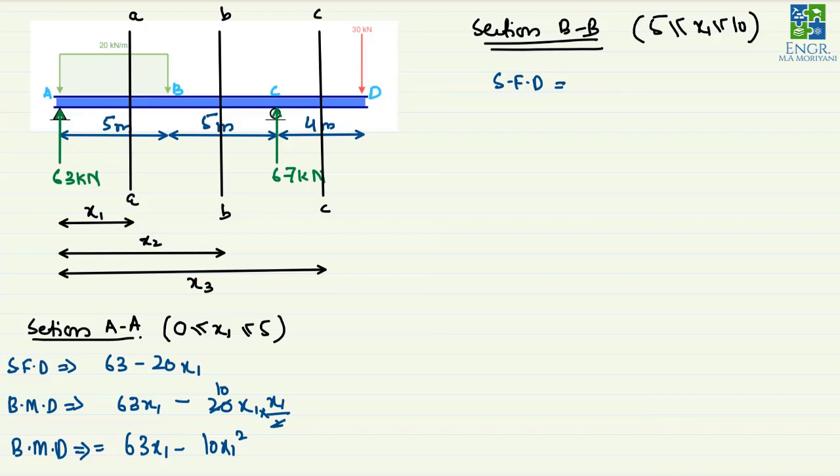Okay, so the shear force diagram for this case will be 63 positive, because this is in the upward direction, and for the left section, the upward directed forces are considered to be generating the positive shear. So this will be positive 63, then minus this whole uniformly distributed load, as you can see, is to the left of this particular BB section.